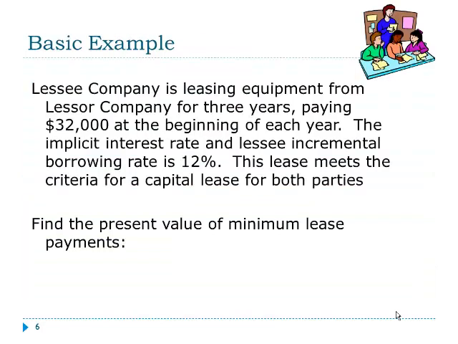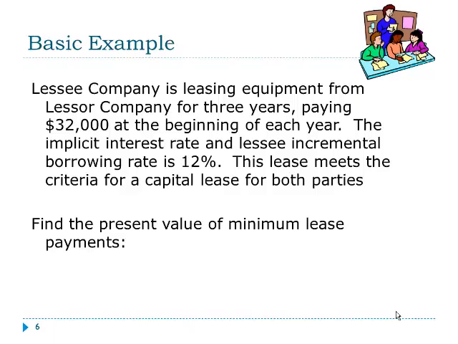Let's take a basic example. Lessee company is leasing equipment from lessor company for 3 years, paying $32,000 at the beginning of the year. The implicit interest rate and lessee incremental borrowing rate is 12%. This will keep one portion of lease accounting a little simpler. This lease meets the criteria for a capital lease for both parties.